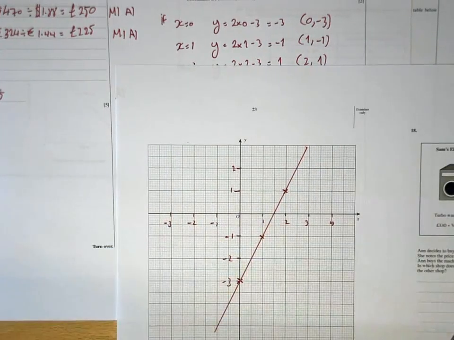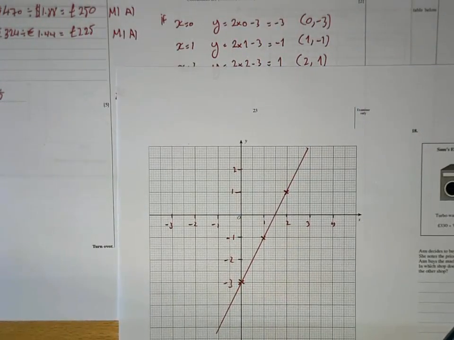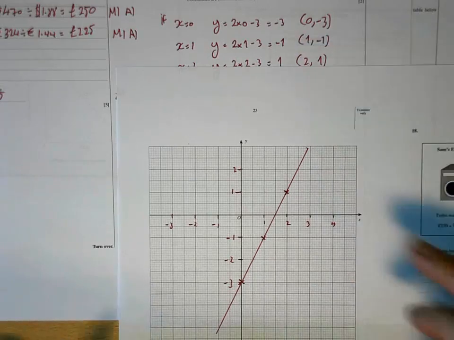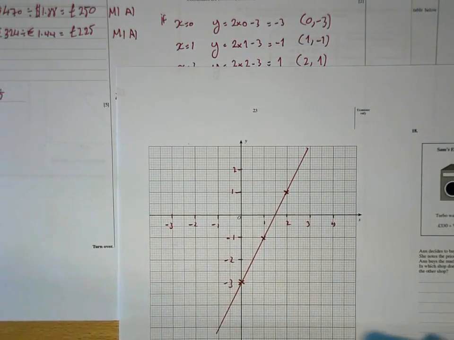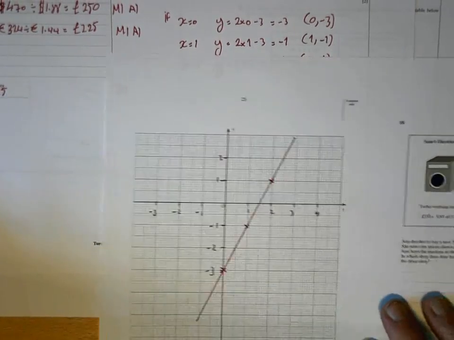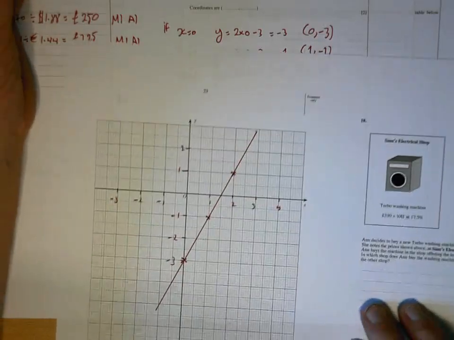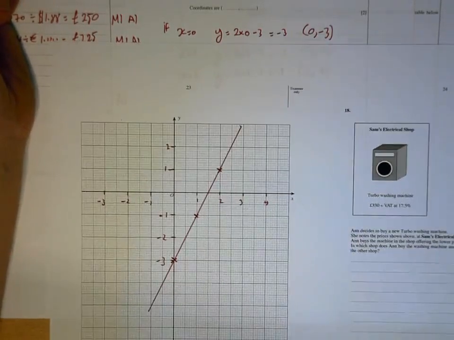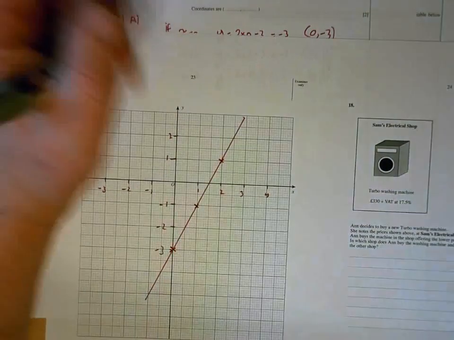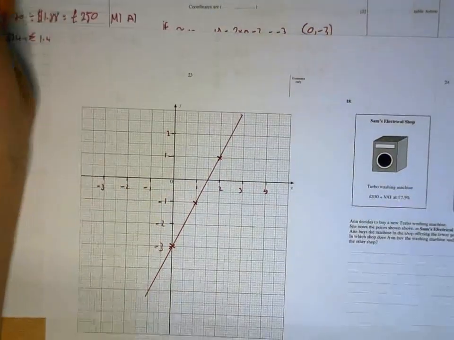And you draw the line beyond the points that you've plotted, because that line just goes on and on and on. It's just I've chosen those values. So that's the graph of the straight line y equals 2x minus 3. So you're going to get marks for plotting 2 points and a mark for drawing the line.